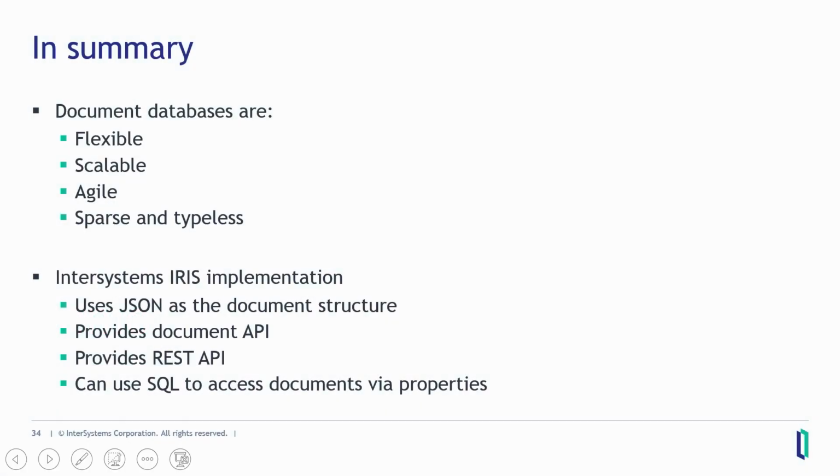So that's it for the demo. So in summary here, document databases, best thing on the planet since sliced bread, right? Flexible, scalable, agile, sparse, typeless, washes your car, it's all good. Okay, in our implementation, we're using JSON as our structure to store. We've got a server-side API, which is a %docdb class. We saw the REST API in operation, and you can even use your SQL on the index properties. So fairly flexible as well.